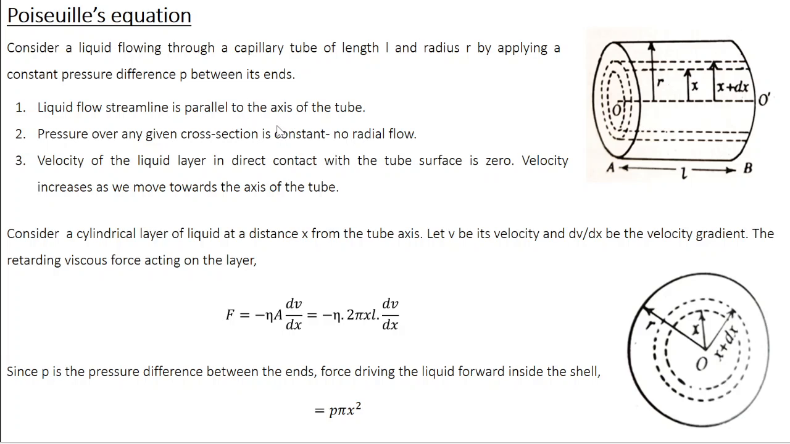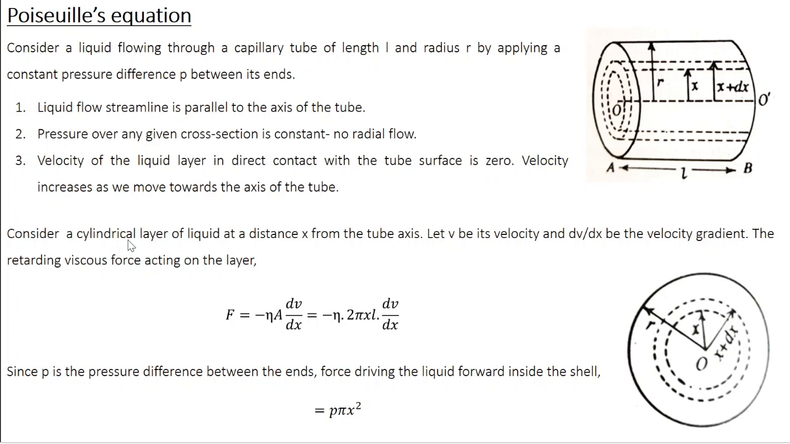So there are three important assumptions. First one, the liquid flow is streamlined and is parallel to the axis of the tube. So all the layers of the liquid are parallel to each other. Second one, pressure over any given cross section is constant. In other words, there is no radial flow. Third one, velocity of the liquid layer in direct contact with the tube surface is 0 and velocity increases as we move towards the axis of the tube.